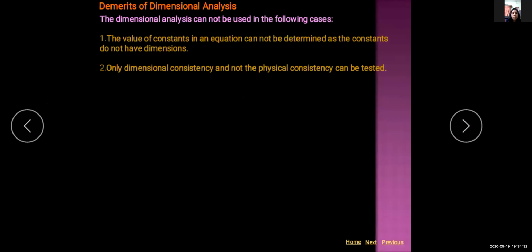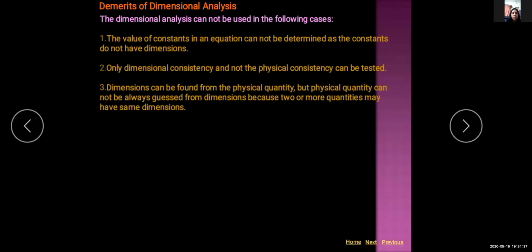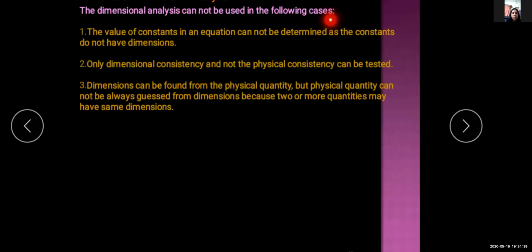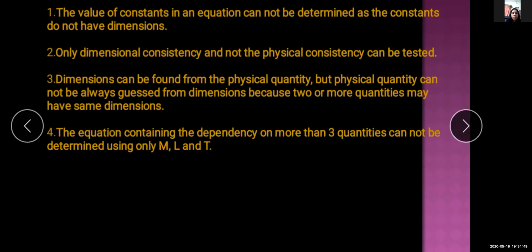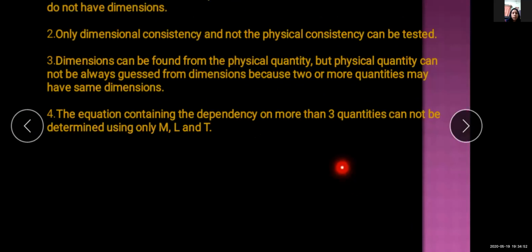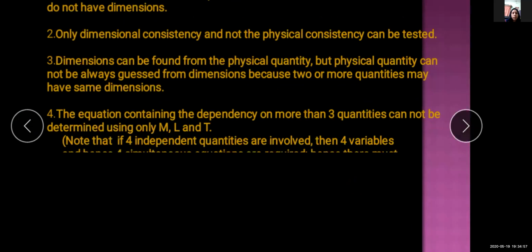Demerits of dimensional analysis. Dimensional analysis cannot be used in the following cases. First, the value of a constant in an equation cannot be determined, as constants do not have dimensions. Only dimensional consistency and not physical consistency can be tested. Third, dimensions can be found from a physical quantity, but a physical quantity cannot always be guessed from the dimensions, because two or more quantities may have the same dimensions. An equation depending on more than 3 quantities cannot be determined using only M, L, T as 3. I hope this is clear to you.